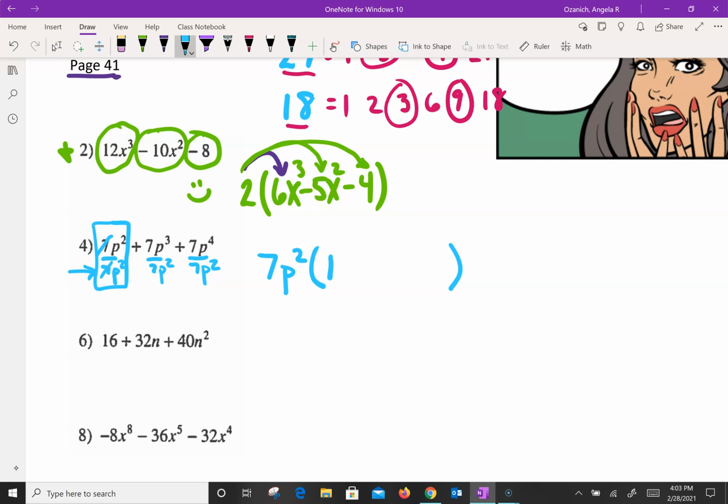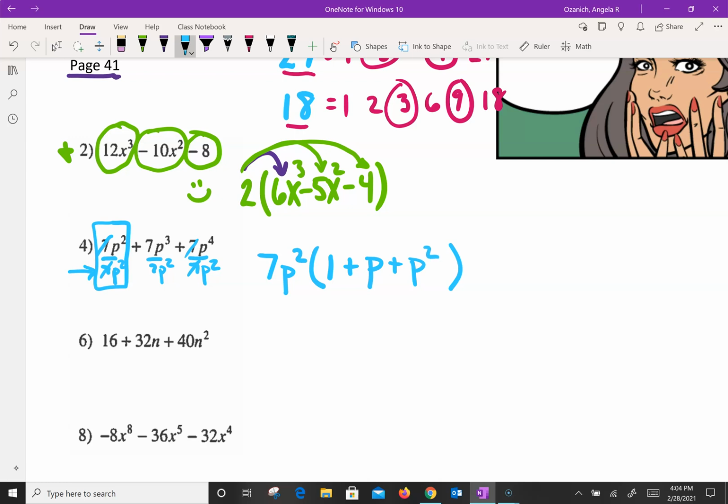Let's see, p cubed divided by p squared is going to leave us with 1p, and then 7p to the 4th, the 7s cancel. 4 of the letter p on the top, 2 on the bottom, which means I should have p squared as my final term.